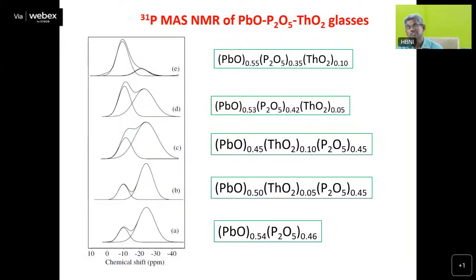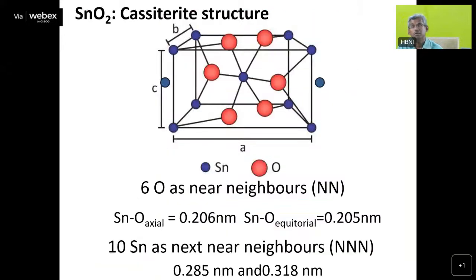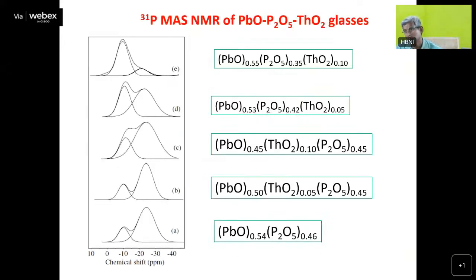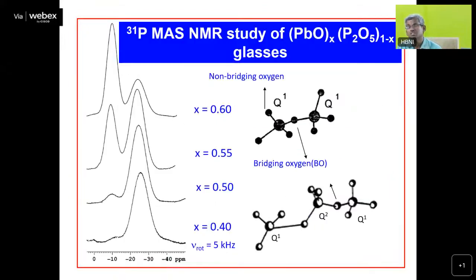So for any glass, we can predict what the optical gap will be. For any phosphate or silicate glass, we can predict the optical gap. This phosphorus NMR is very, very sensitive. Normally in glass, there are two things: one is called a network former and another is called a network modifier. In this glass, this is the network former and this is the network modifier.